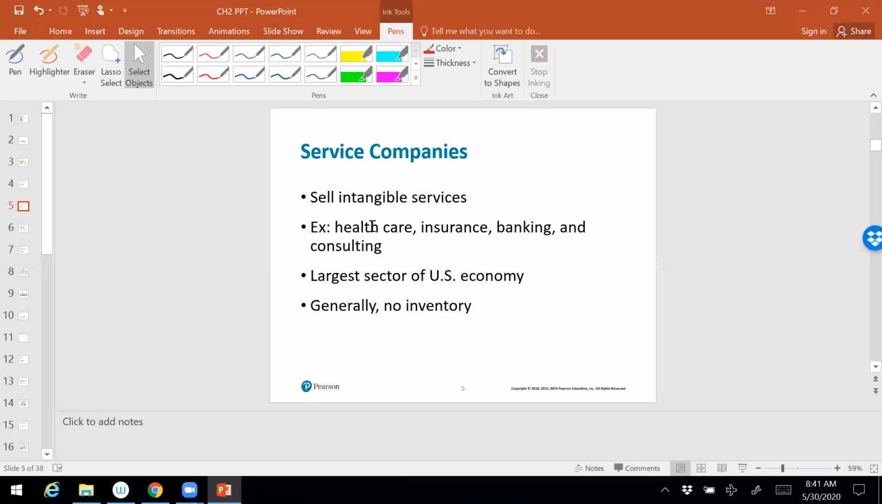Service company, they have intangible assets. They only have intangible assets. So we already talked about this. This is the largest sector of the US economy. Generally no inventory, right? They don't sell physical inventory. You go to the CPA firm, you go to the bank, you get the service there. You don't really focus on buying things. They sell intangibles, which is not our traditional inventory.